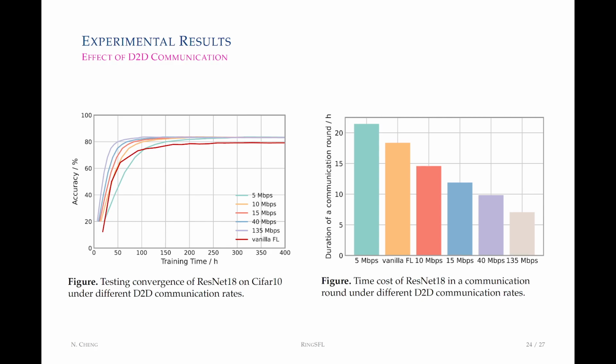Specifically, RingSFL takes less time to converge than the vanilla FL when the D2D communication rate is greater than or equal to 10 Mbps. This finding is further elucidated in the red figure, which demonstrates the time consumption of RingSFL to complete a training run at different communication rates.